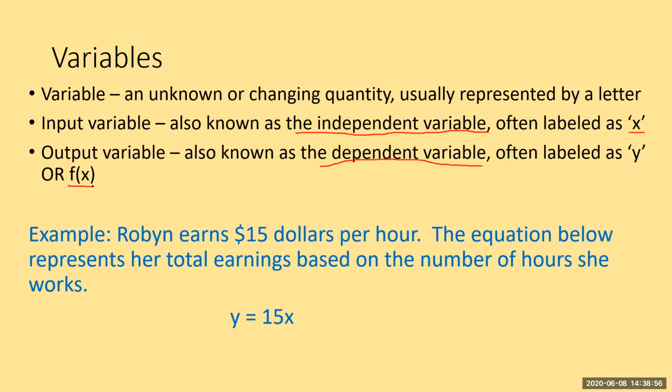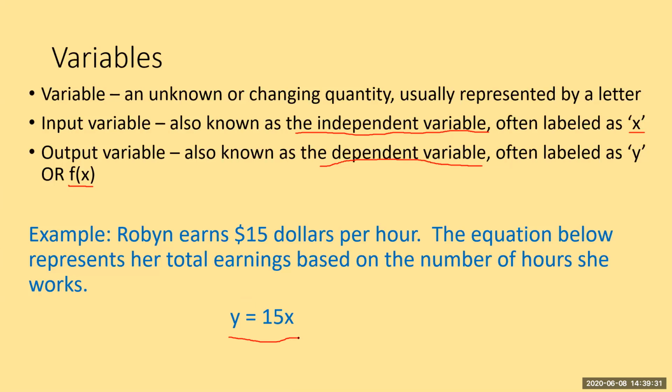So the example is, I just picked something. We're talking about relationships here. I just came up with an example of a relationship. So the example here is that Robin earns $15 per hour. The equation below represents her total earnings based on the number of hours she works. And then I have this equation right here. So notice this example is not a question. There's nothing for you to solve here. I'm merely giving you an example of the kind of input-output relationship that I'm talking about.